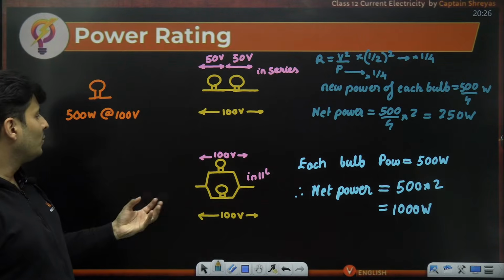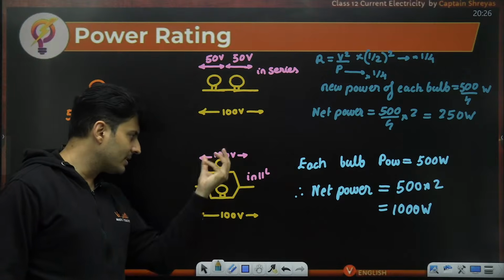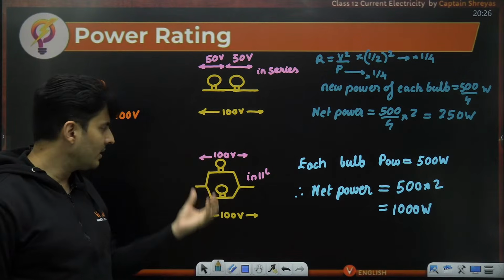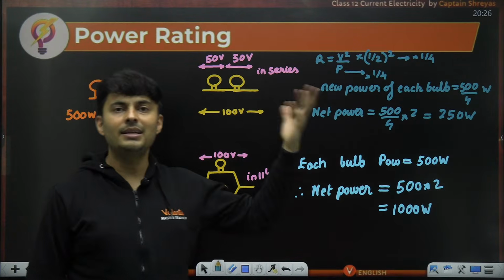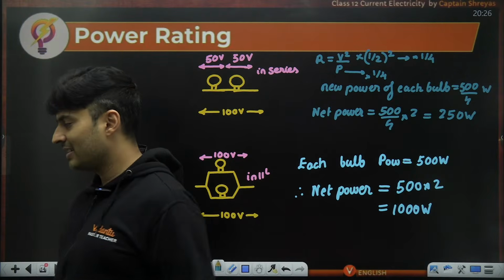But if you put them in parallel, each bulb will have the same voltage in parallel, so each has the same power. So the net power will be n times more. That's what we are saying.